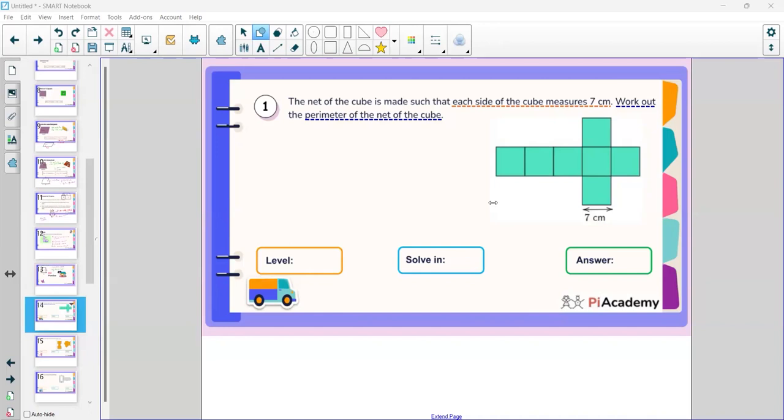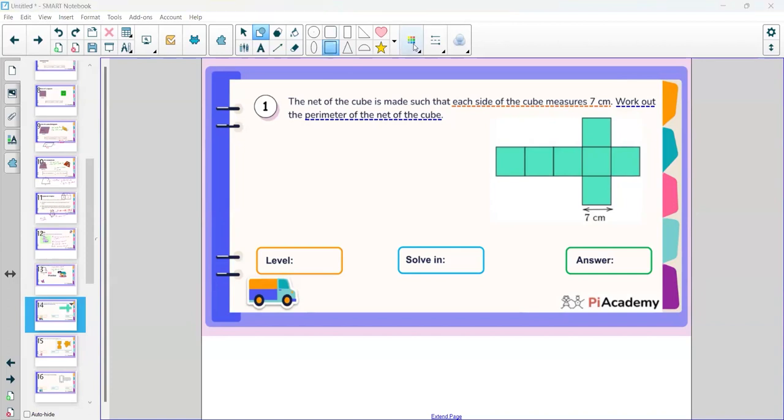You have to do 16 times 7. 16 times 7? But are you sure the given shape is the net of a cube? That's what is my question. The net of the cube has 16 sides of 7 centimeters. 16 sides of 7 centimeters? Okay. First of all, that's correct. For this shape, but this is actually not the net of a cube.